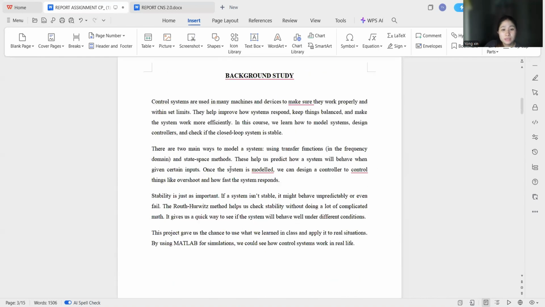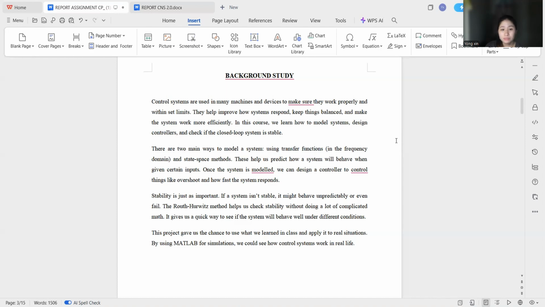The background of this project is that control systems are used in many machines and devices to make sure that they work properly and within set limits. They help improve how systems respond, keep things balanced, and make the systems work more efficiently. In this course, we learn how to model systems, design controllers, and check if the closed-loop system is stable. There are two main ways to model a system, which are transfer function and state space methods. This helps us to predict how a system will behave when given certain inputs.